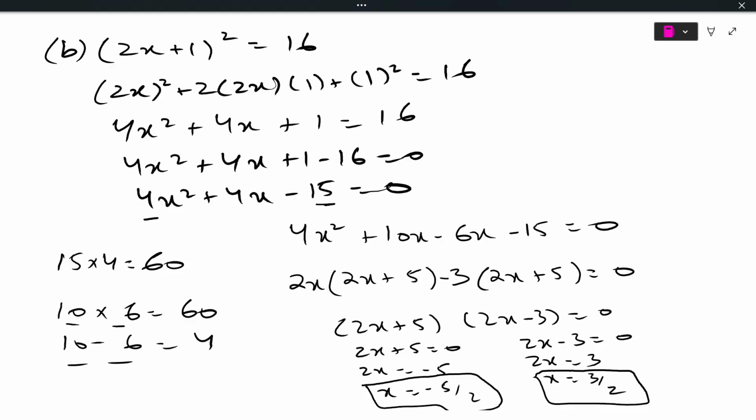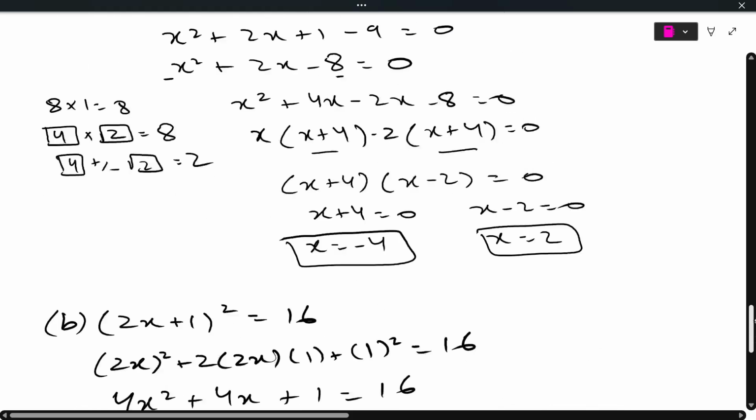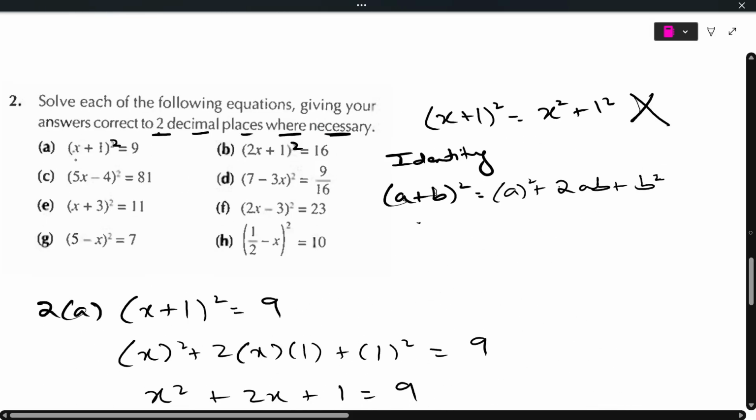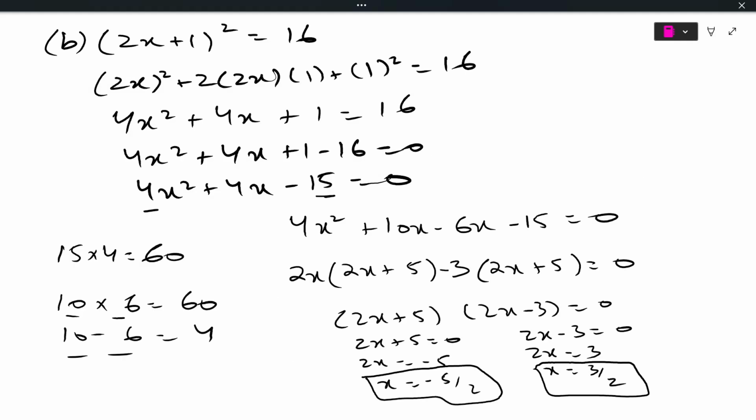Did you get the same answer? Let me check. Yes, same answer. Very good. So have you started solving part number C? Yeah. Alright, good. Let's see what they say in part number C. Okay, so part number C is the same. You can see 5x minus 4 whole square is equal to 81. So I can leave this to you. You can try this yourself. Part number C is going to be the same as part A and B.